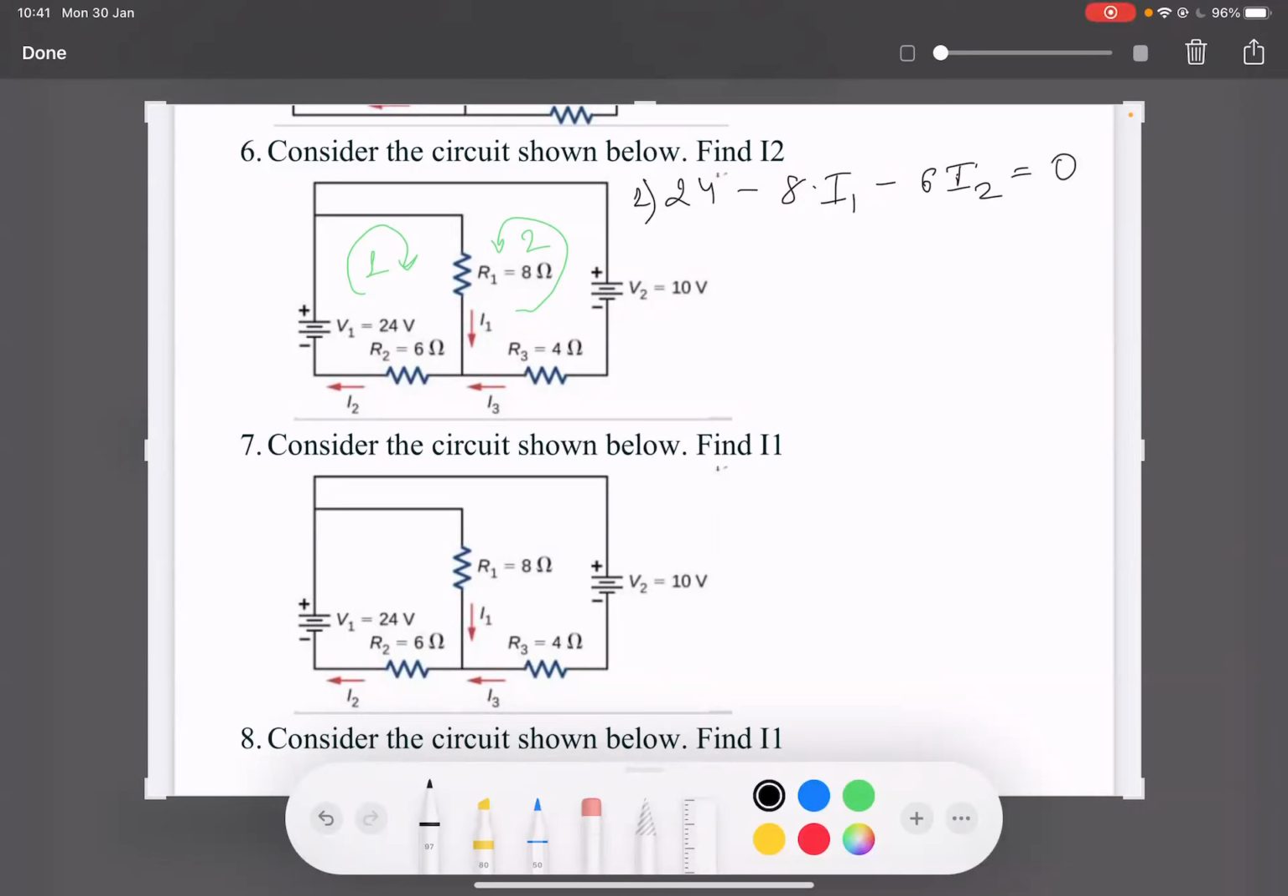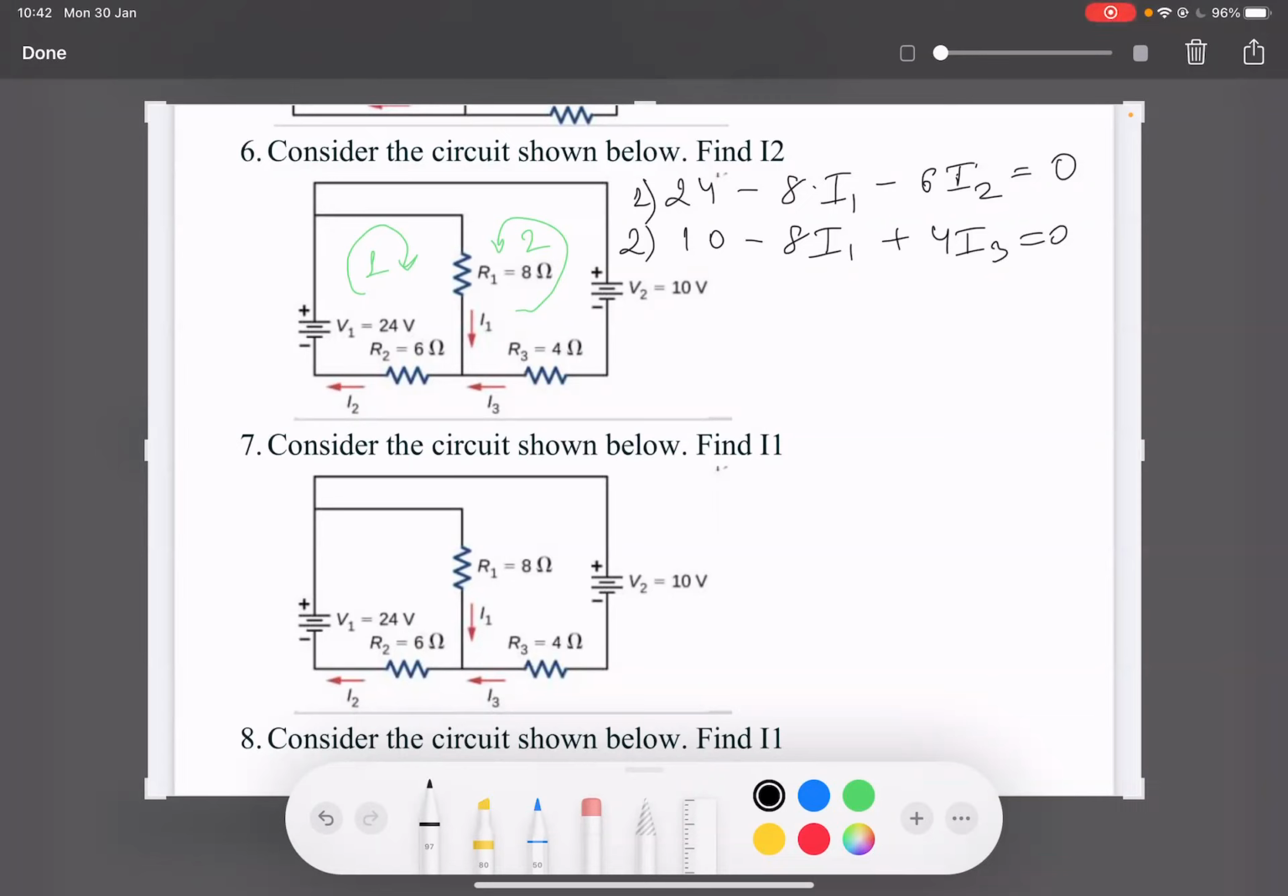Now, let's write down the second loop equation. We start from the battery, 10, then it comes to R1. What should I write for R1? Minus 8 current 1, and then R3. The current in R3 is going opposite to the loop, so it's a plus 4I3 is equal to 0, correct? As you can see, in these two equations we have three unknowns: current 1, current 2, current 3. That means we have to come up with a third equation. Do you agree with me?